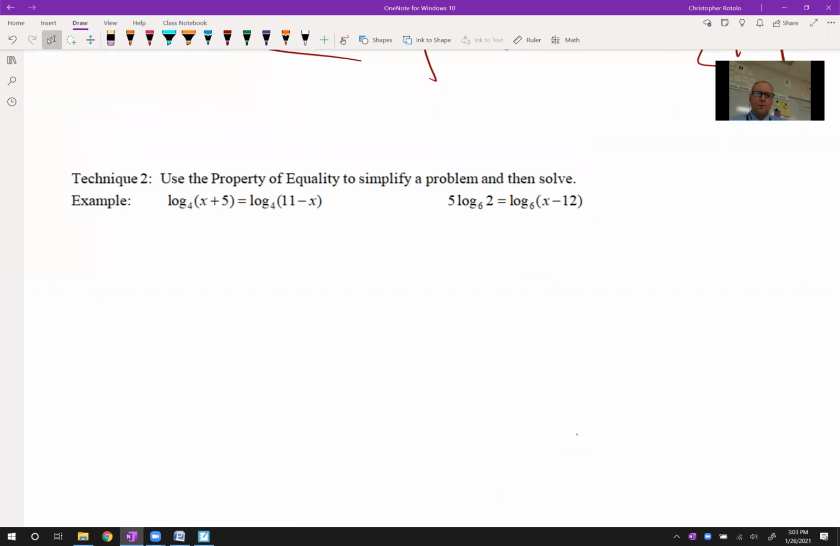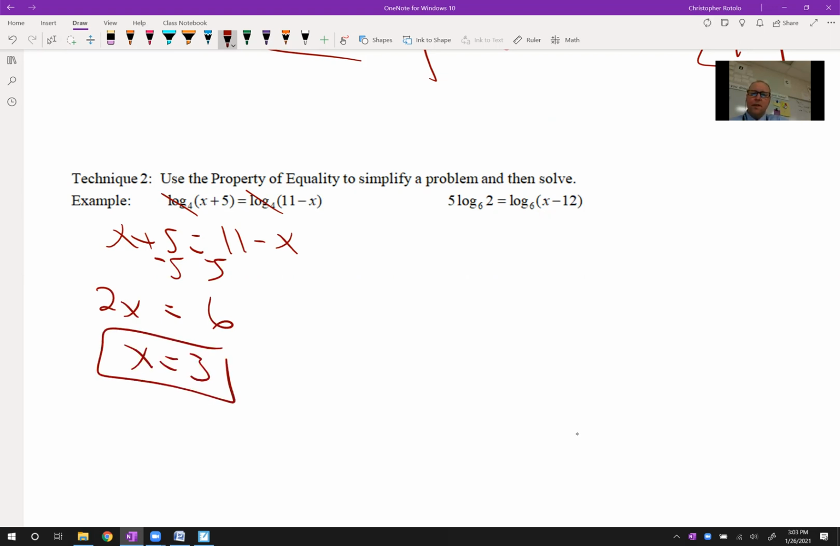All right, now the next one. But if you have log base 4 and log base 4, if these match, we're just going to eliminate those. So you have x plus 5 equals 11 minus x. All right, and then we can go the whole way back to algebra 1. So you're going to add the x, so you got 2x. You're going to subtract the 5, you got 6. x equals 3.